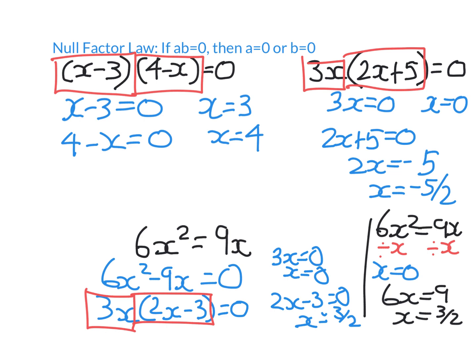You can do it either way, subtracting and then factorizing, or you can divide each side by x. Just note, when you are dividing by something that involves a pronumeral, you have to make an allowance for that something being 0, because if you divide each side by 0, it causes all sorts of problems. So we divided by x, we have to make an allowance for x equals 0. We had to check whether x equals 0 was a valid solution, which it was.